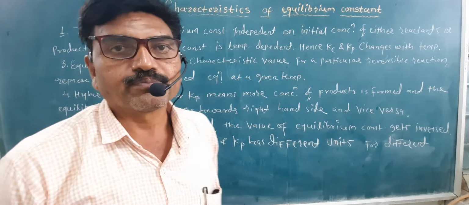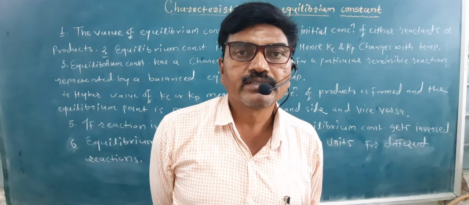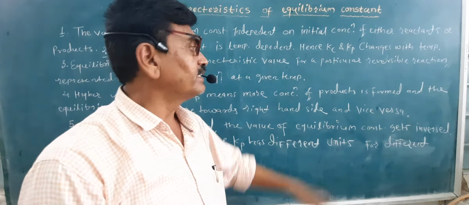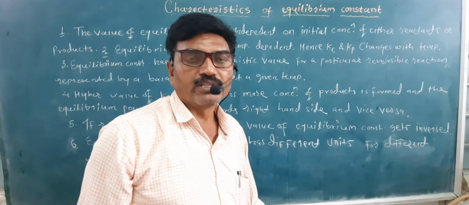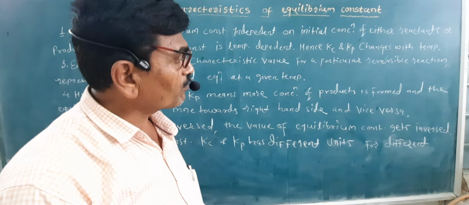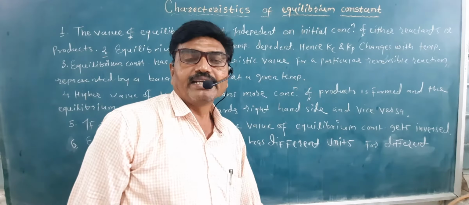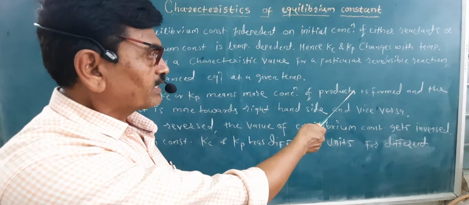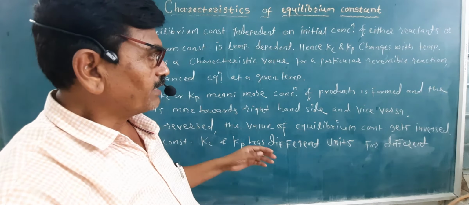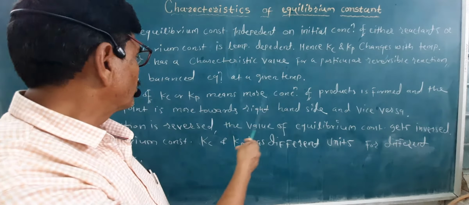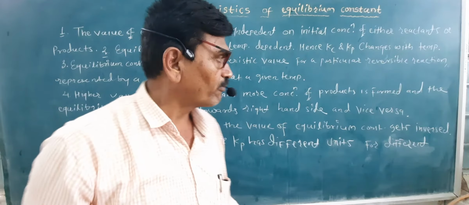What we have to remember here: if the values of Kc and Kp are higher, what does it indicate? The concentration of products is higher, or in another way, the equilibrium is shifted to the right hand side. When the value of Kc and Kp is more, the concentrations of products are more, which indicates the equilibrium is shifted towards the right hand side. And if the concentrations of the products are low, the equilibrium is considered to be shifted towards the left, and Kp and Kc in that case have lower values.